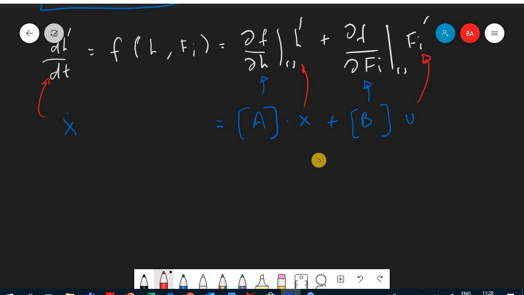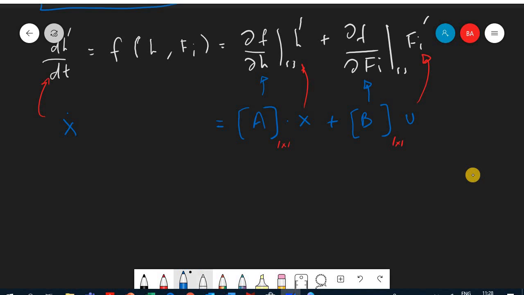So here I'm representing A as a matrix, even though it is 1 by 1. It's a 1 by 1 term. Okay, and this is what I have. That is my A, and that is my B. So I have the value of A, I have the value of B. What about C and D?